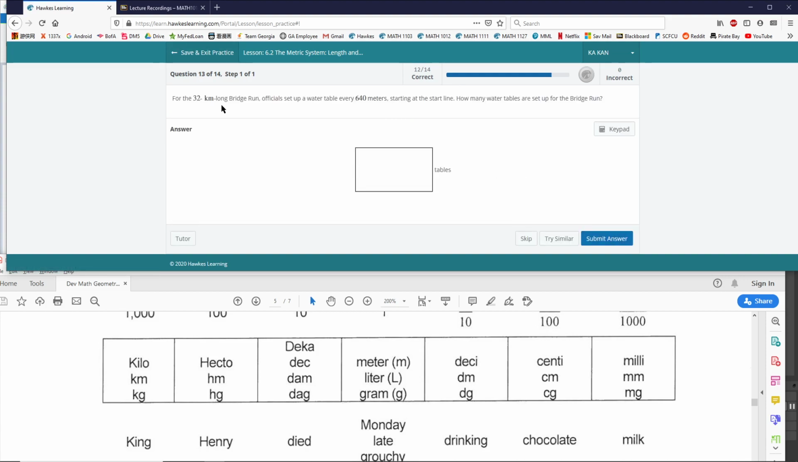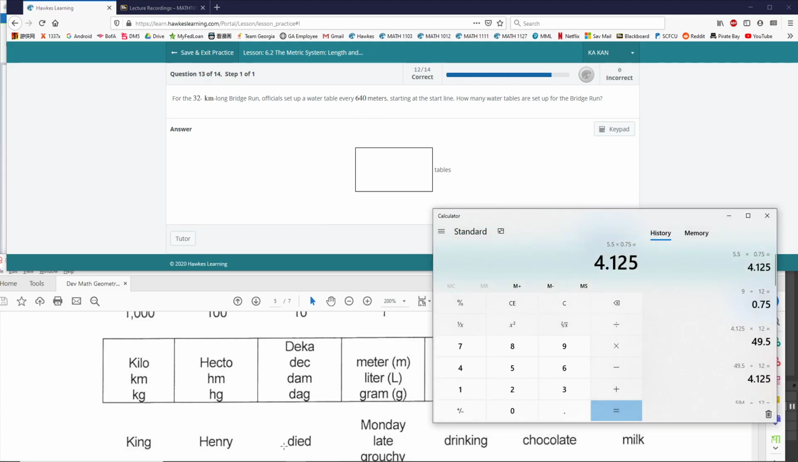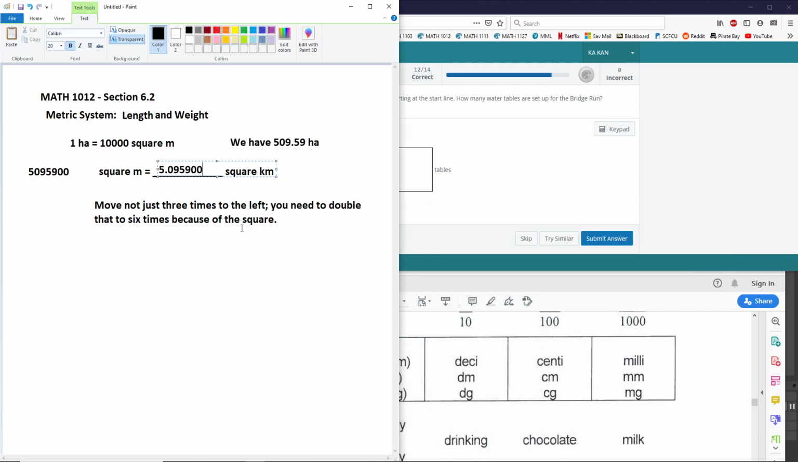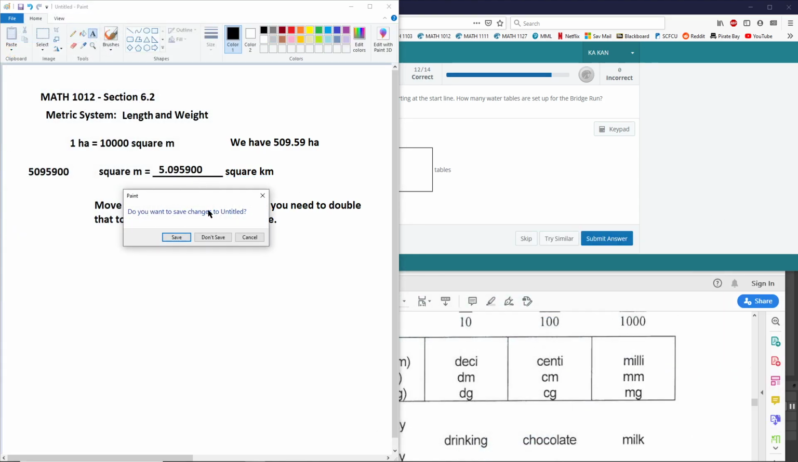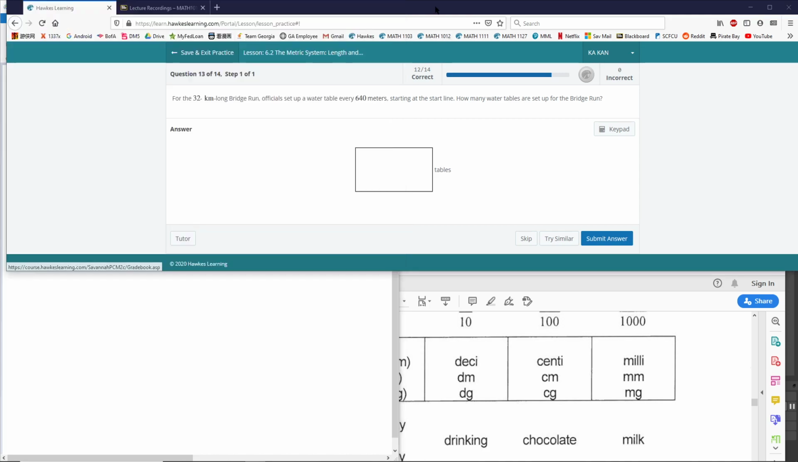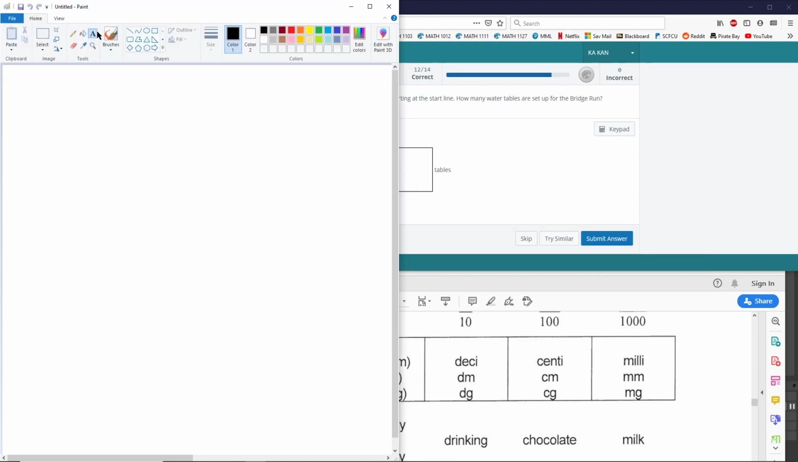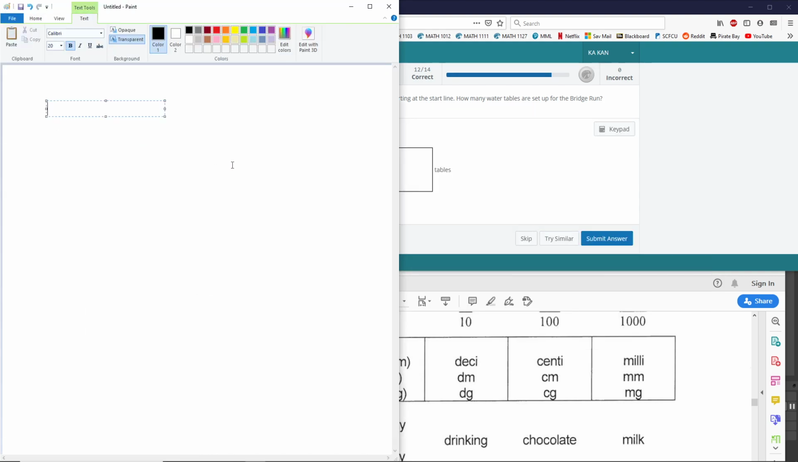For the 32-kilometer Long Bridge Run, officials set up a water table every 640 meters. Starting at the start line, how many water tables are set up for the bridge run? So basically, we have to figure out first what is 640 meters in kilometers. 640 meters equals how many kilometers?